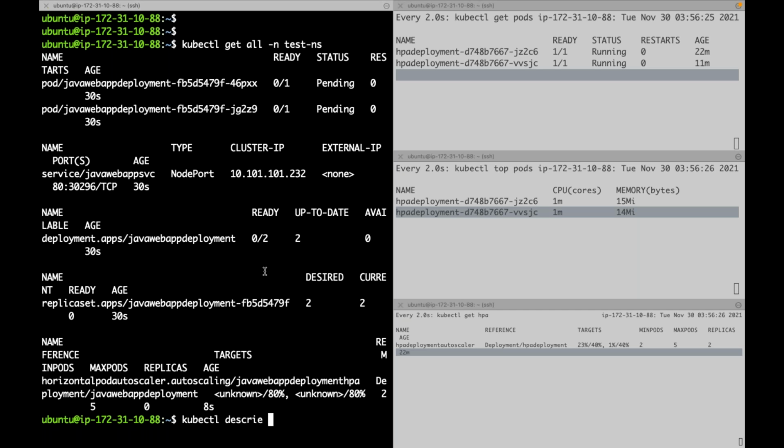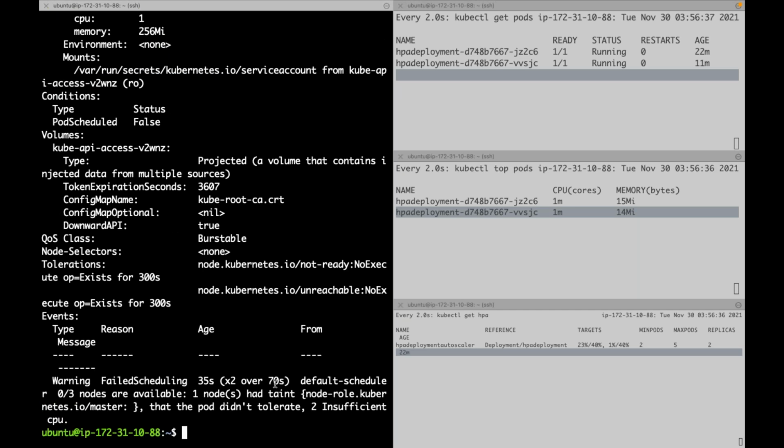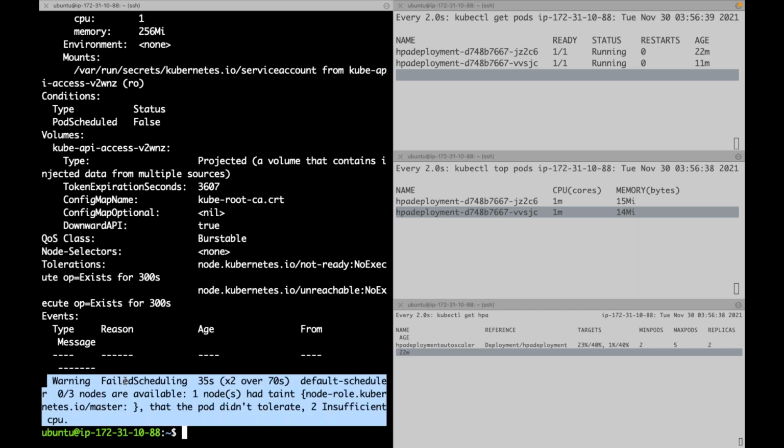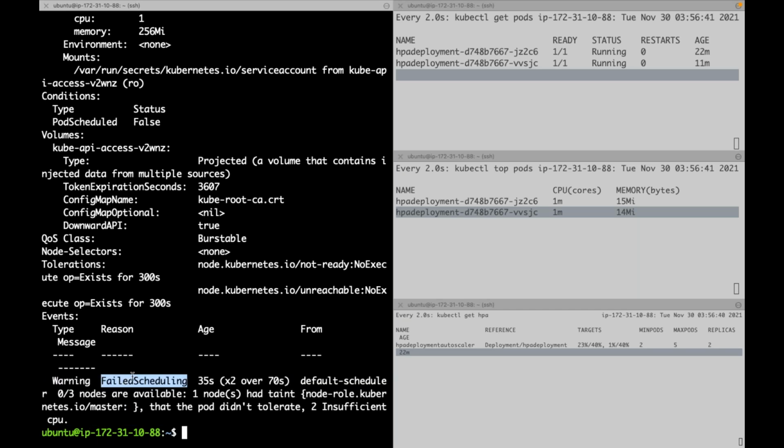Can I describe my pod and see why? What is the problem? What can you understand by this? Scheduling has failed. The scheduler is not able to find any node for this pod. What is it trying to say? 0 out of 3 nodes are available. One node, the master node, has a taint that the pod doesn't tolerate.